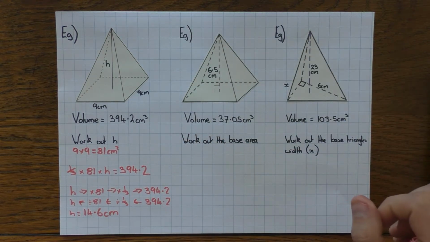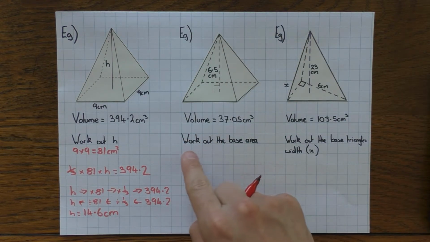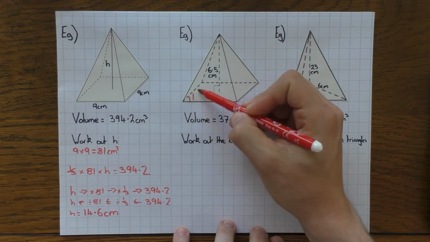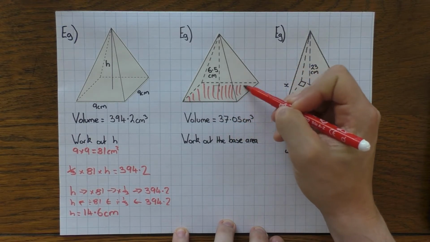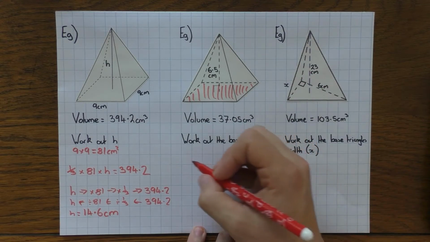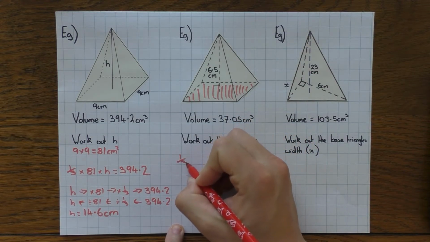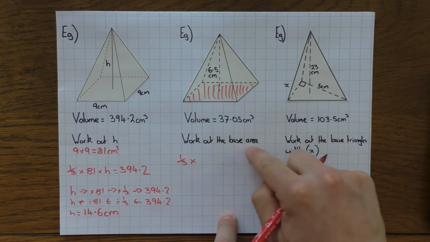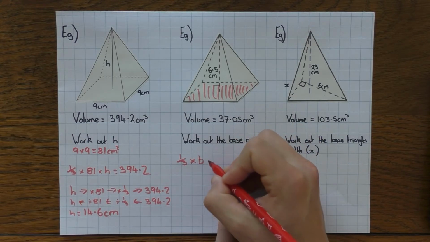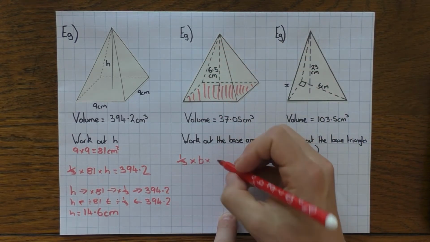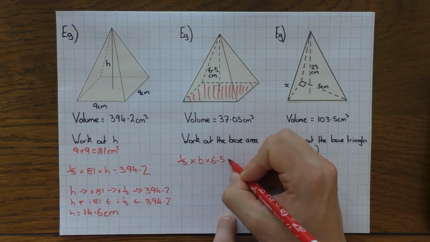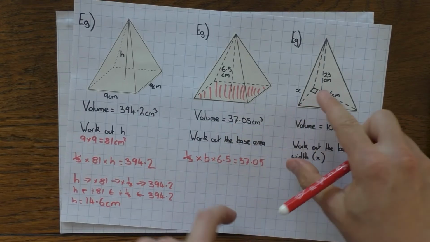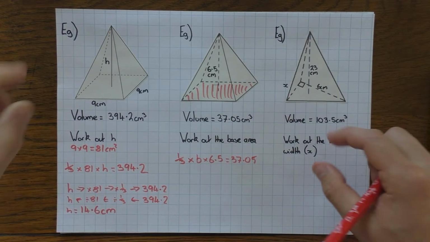Okie dokie, that was the first one. This one here, it just says work out the base area. So it's not after any lengths, it just wants to know what the area of the base is. This one's even easier. Okay, fill in what we know. Well, we know we always multiply by a third. We always times that by the base area. We don't know what that is. That's what we're trying to work out. I'm just going to call that B for base. And then we times it by the perpendicular height, which we know is 6.5 from the diagram. And that equals 37.05 because we're told what the volume is there. And same thing we just did here. Just flowchart it.